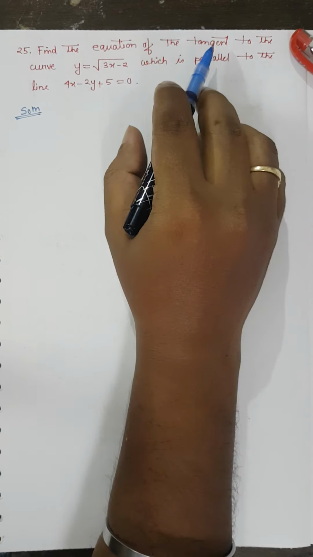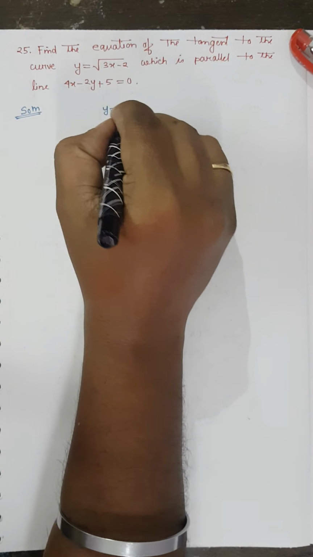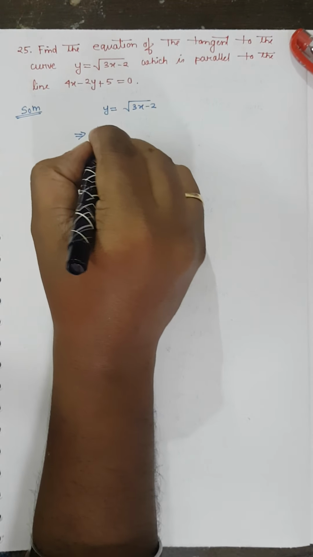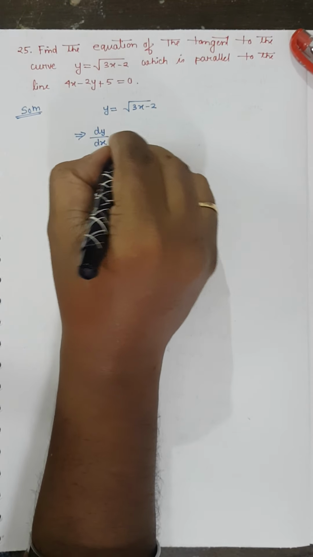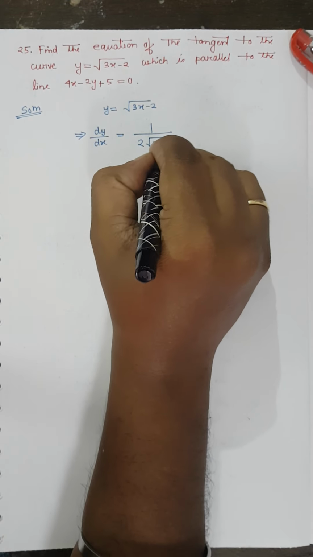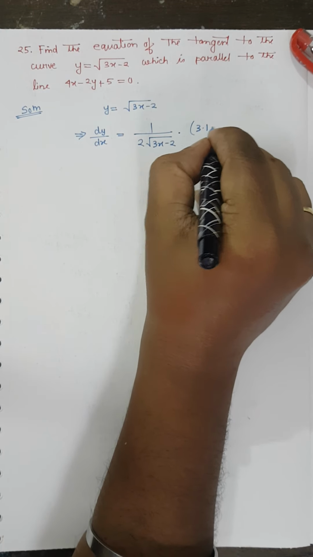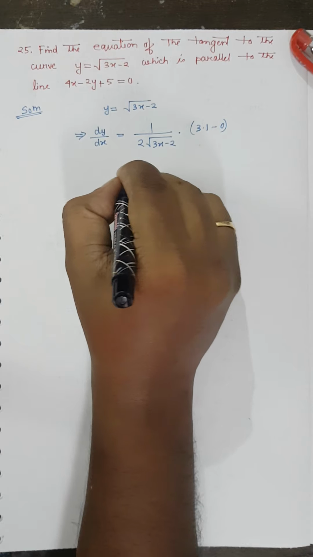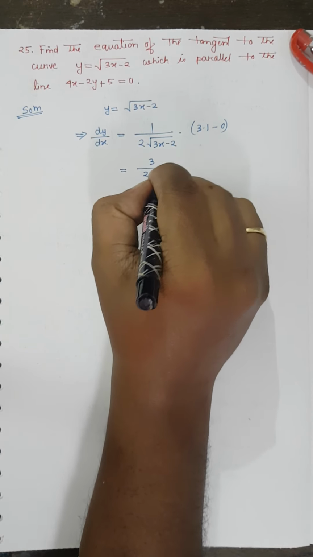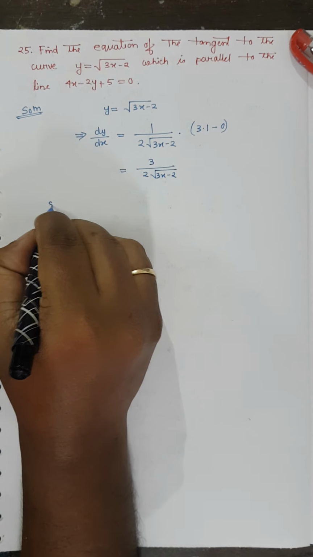Now the tangent is parallel to this line. For the curve y = √(3x − 2), if I find the value of dy/dx, for √x the derivative is 1/(2√x). And if I go inside, for 3x it is 3 into 1 and for 2 it is 0. Therefore the value of dy/dx will be 3/(2√(3x − 2)).